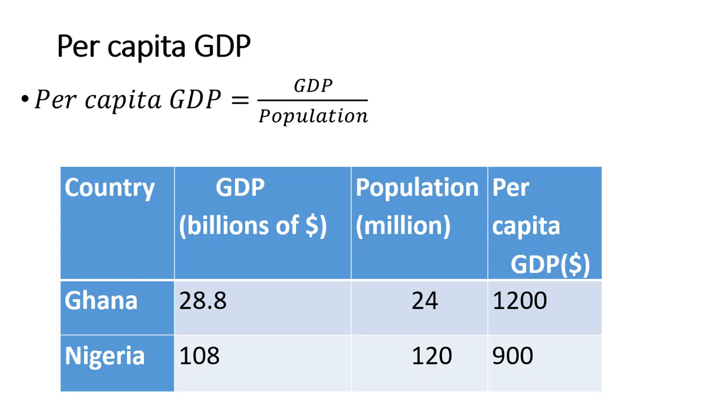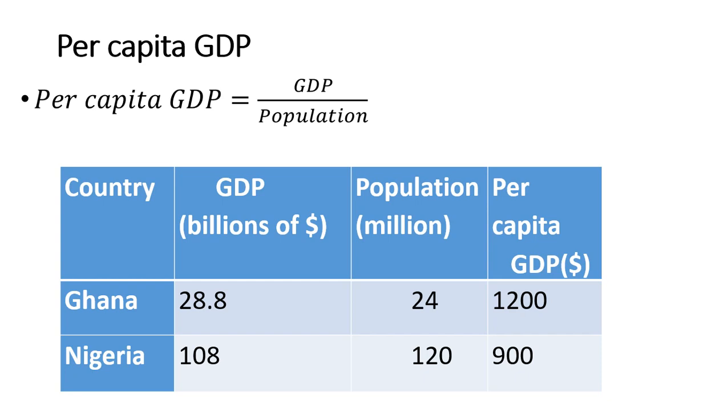But look at the population that is producing these GDPs. In Ghana, only 24 million are producing the 28.8 billion, but in Nigeria, 120 million people are producing the 108 billion. So if you divide the GDP by the population, this should show how much each person in that society will get out of that GDP. In the case of Ghana, a Ghanaian will be getting $1,200, whilst a Nigerian will be getting $900.